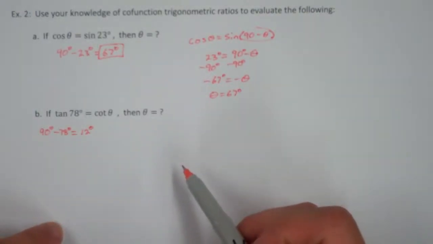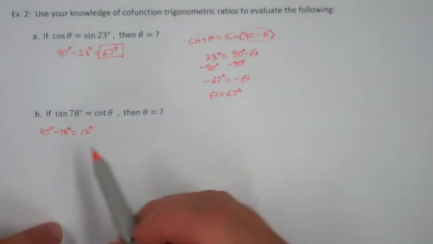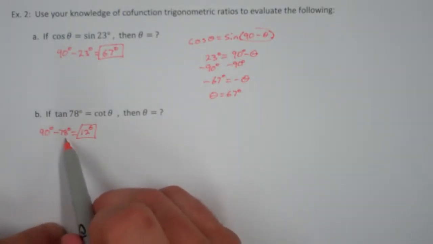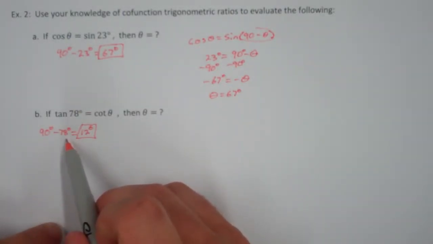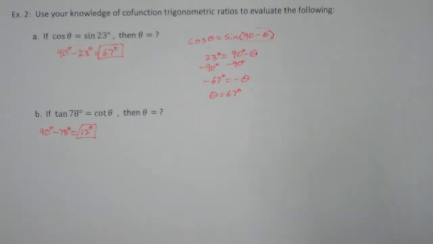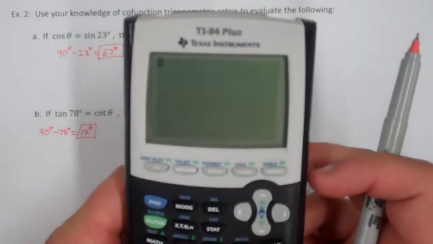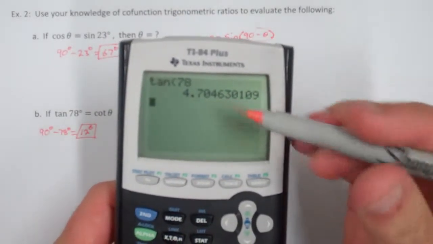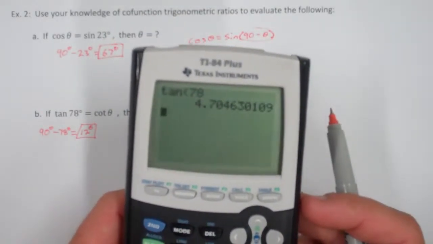Sometimes it's easy to make a mistake here. I have a tendency for some reason to make this 22. I just do 100 minus 78 from time to time, or I see the 9 and the 7 and I make a 2 here. So I want to give you a way that you can check this in your calculator. You can type in the tangent of 78, which is about 4.7, and we need to do the cotangent now.